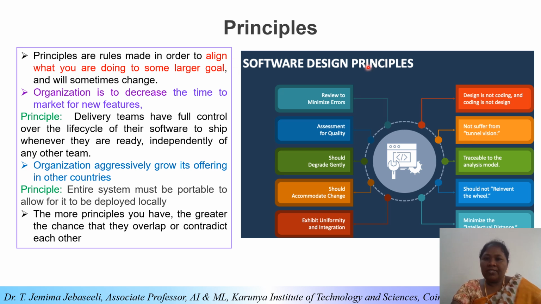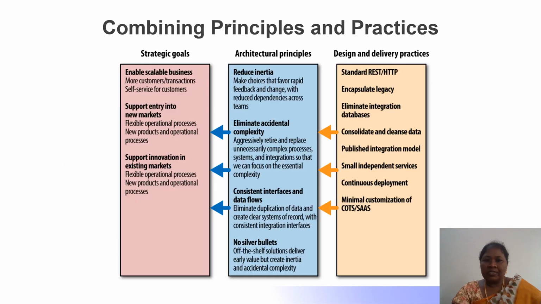So coding is important, principles are also important, so you have to align with those principles, and while you work towards it, it decreases the time and you can take your product to the market on time. This is how an organization grows well when they follow the principles. The more principles you have, the greater the chance that they overlap or contradict each other. So you must have correct principles. You should not have too few or too many principles, but you should apply and follow the principles gently.